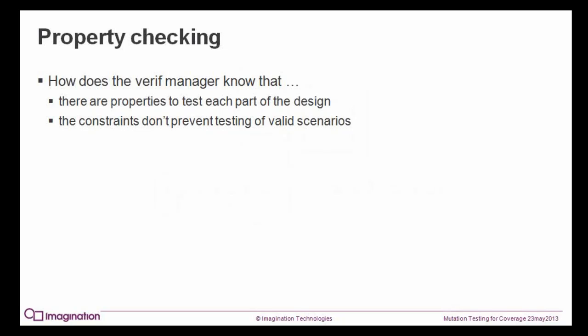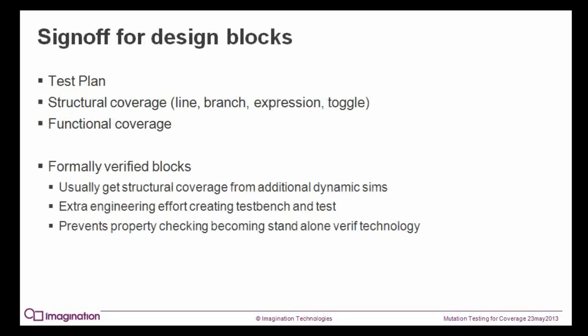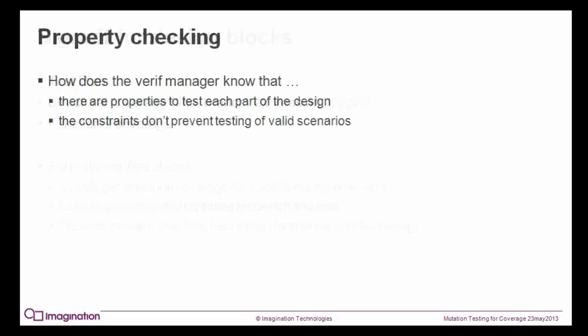So when you're property checking, as I think Lawrence put almost exactly the same slide up, there's two big problems. Are your properties complete? Have you got a property for every part of the design? And are your constraints over-constraining? Are you stopping testing of valid scenarios? And really that was the motivation for using mutation testing to basically test these two points.